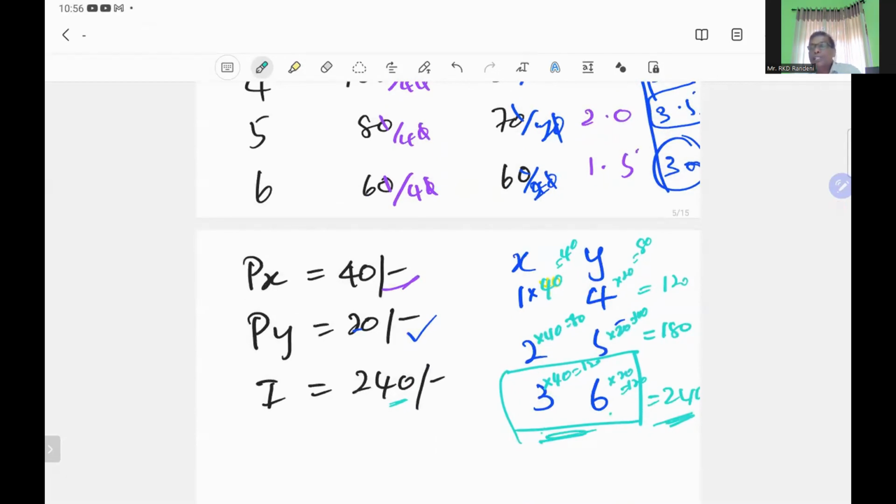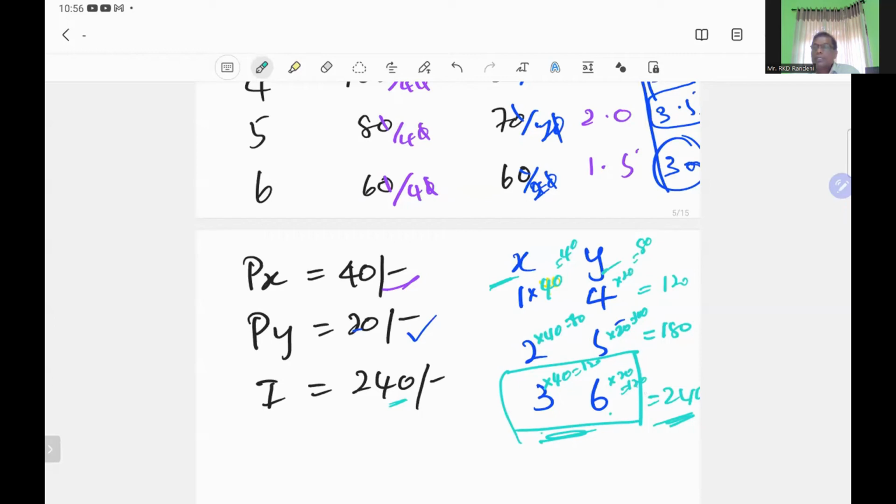How does he distribute his money? 120 rupees for X, that is fish or something. 120 rupees for vegetable or whatever, that is Y. Right? Now you can realize so many things.